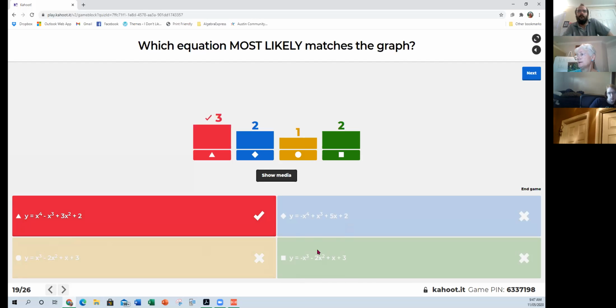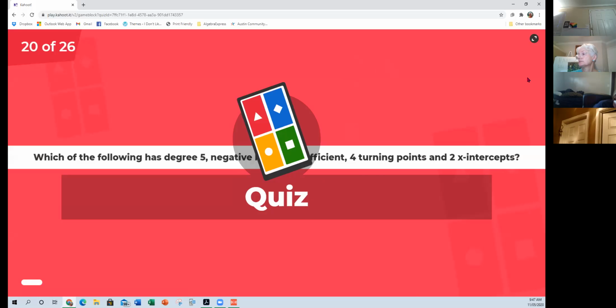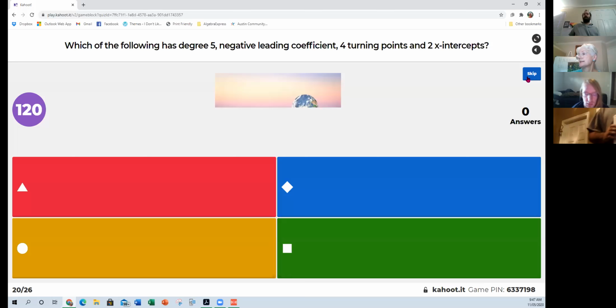So the green one, it can't be, first of all, if you count the humps and add 1, it has to be 4th degree. It's definitely not negative. And then this one too, count the humps, I'm just going to add 1. Degree 5, negative lead, 4 turning points, and 2 x-intercepts.